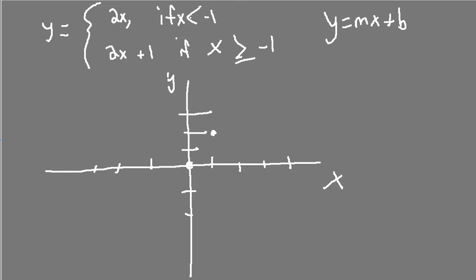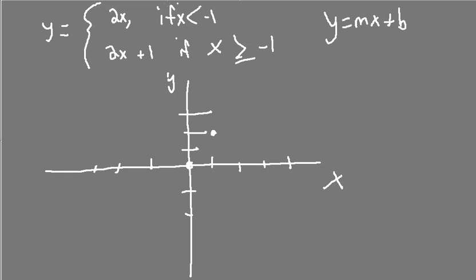Because look at my parameters. It says if x is less than negative 1. So I don't want to graph this until x is less than negative 1. So watch what I'm going to do. I'm going to go to negative 1. Actually, I want to use this negative 1 to give you my endpoint. So I'm going to plug negative 1 in for x to give you that y value.